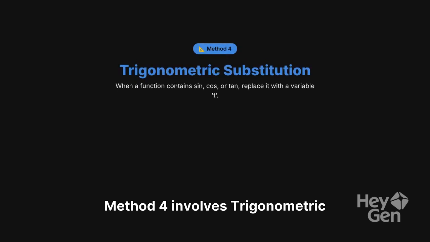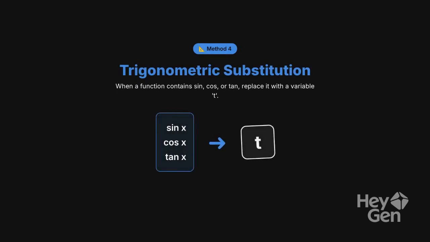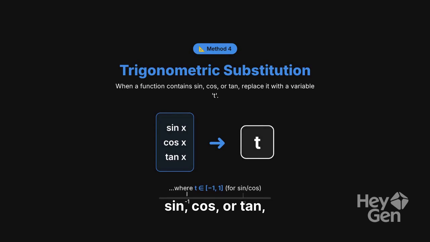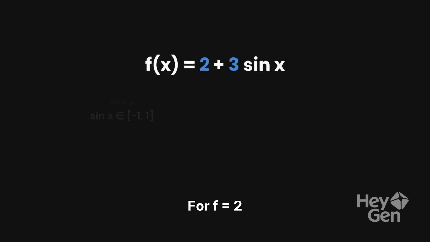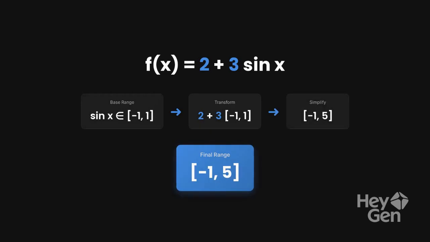Method 4 involves trigonometric substitution. When a function contains sin, cos, or tan, replace sin x with t, where t is between -1 and 1. For f(x) = 2 + 3 sin x, the range becomes 2 plus 3 times the interval [-1, 1], which simplifies to [-1, 5].